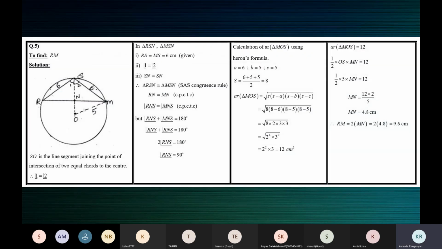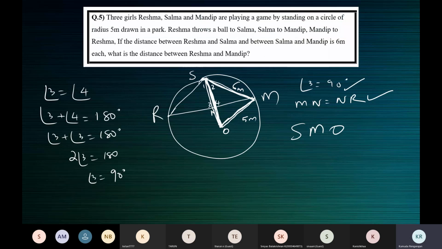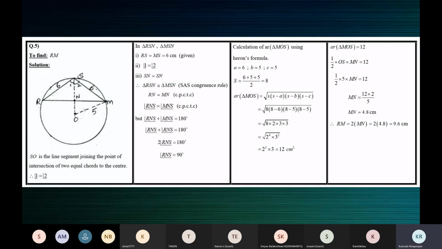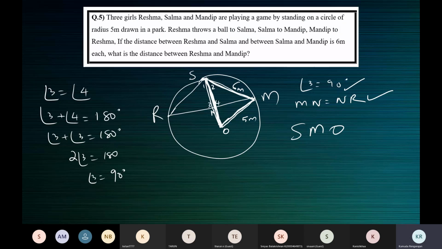I'll just go to the answer for the area. So when you find the area of this triangle, the area is 12 meters square. Centimeter, I should correct it. 12 meters square.